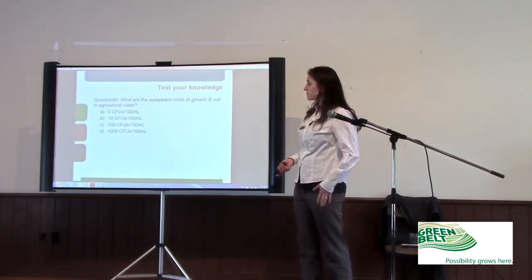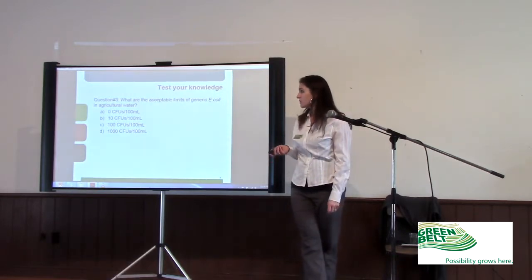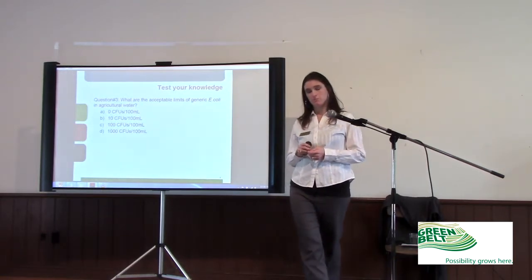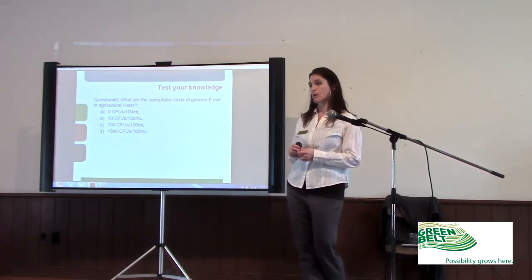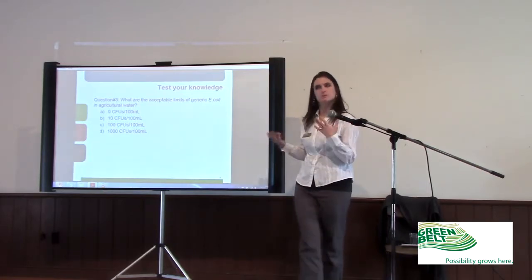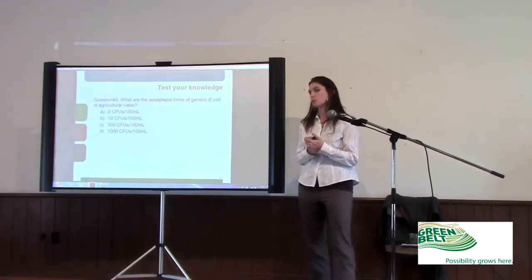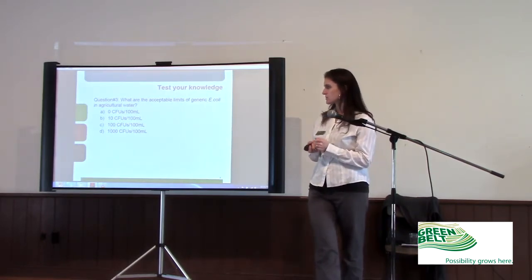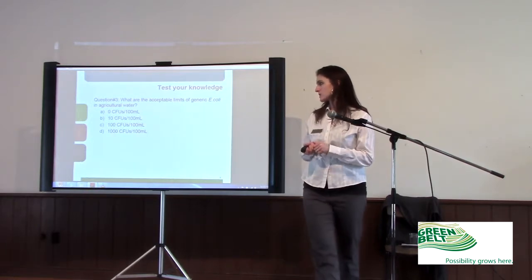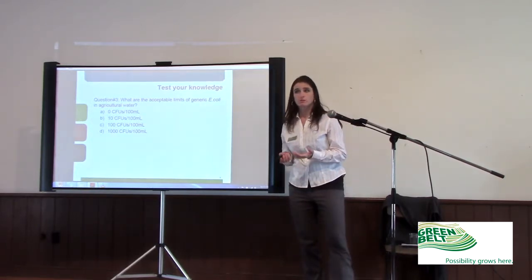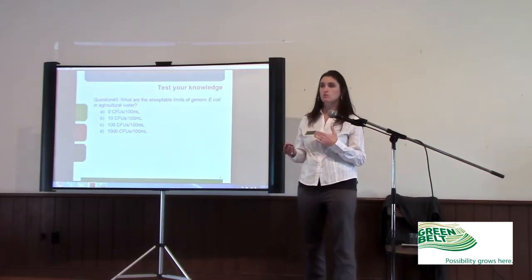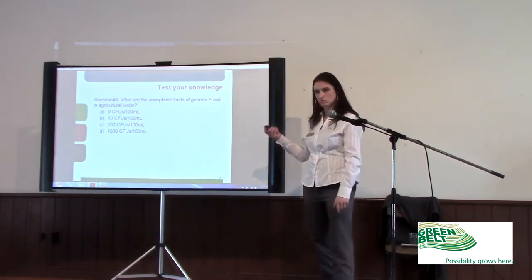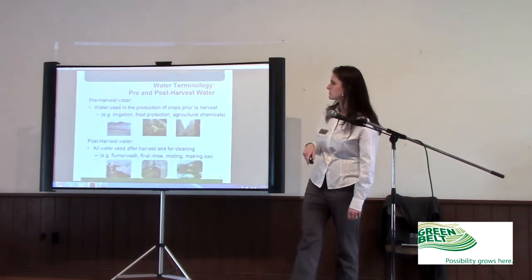And then question 3: what are the acceptable limits of generic E. coli in agricultural water? We talked about potable water, and this is agricultural water. Again, we haven't talked about it, but see if you might have an idea about what it could be. We'll talk a bit about it. Your choices are 0, 10, 100, 1,000. For those wondering, CFUs are colony-forming units, a type of measurement used in microbiological testing for this type of application. We'll look at these in a little bit. That was just a test of your knowledge.